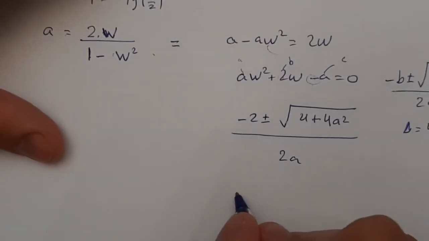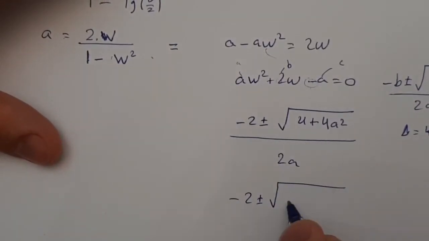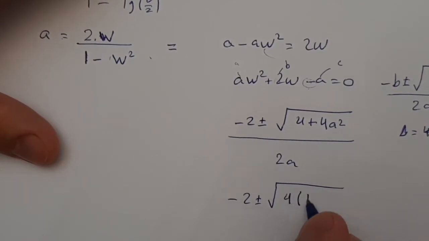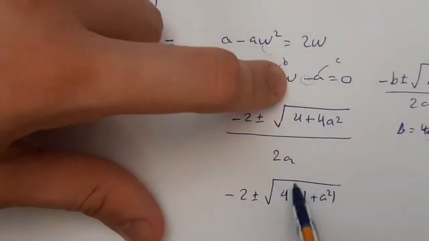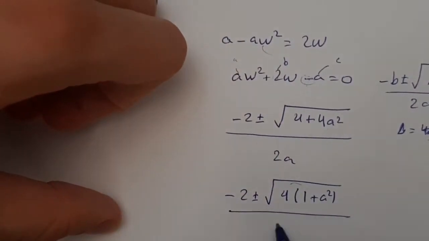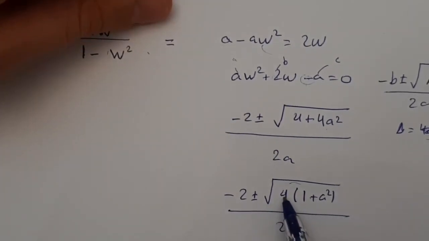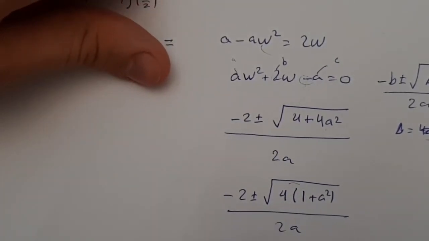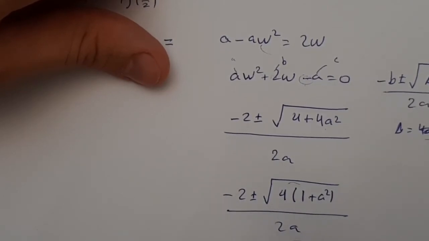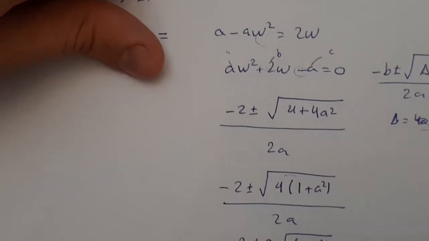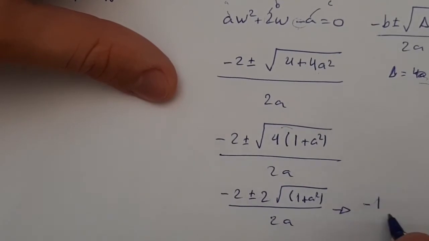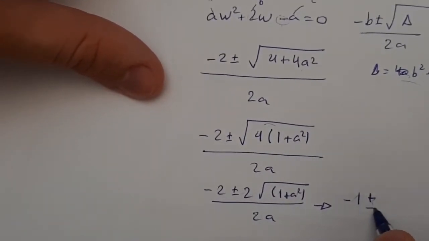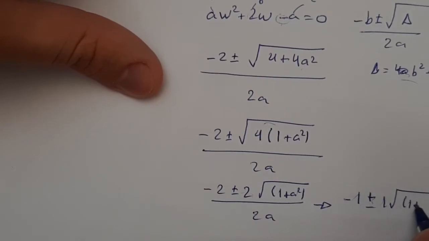So what are we going to have over here? Minus 2 plus or minus square root of 4 multiplied by 1 plus a squared, okay? I just took the 4 out over here. If you multiply over here 4, same thing. So now I can take the square root of 4 alone. So it is minus 2 plus or minus 2 square root of 1 plus a squared, divided by 2a, okay? So now I'm going to divide everything by 2, so I'm going to have what? Minus 1 plus or minus the square root of 1 plus a squared, divided by a, okay?